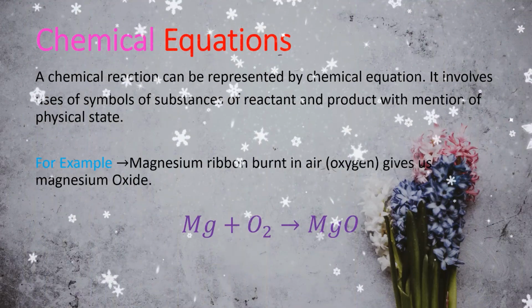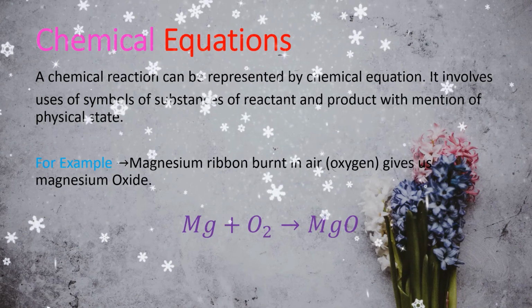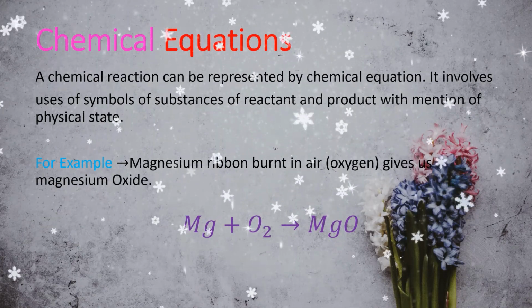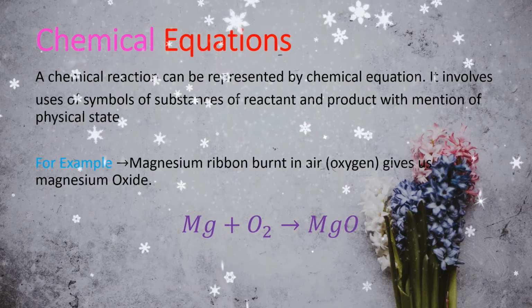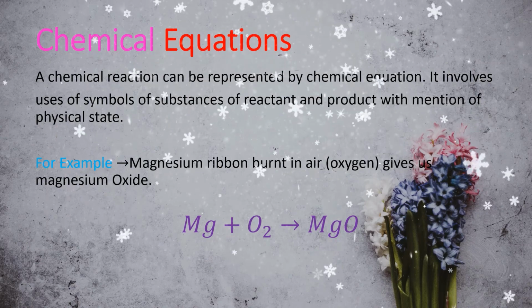Chemical equations. A chemical reaction can be represented by a chemical equation. It involves the use of symbols of substances of reactants and products with mention of physical state. For example, magnesium ribbon burnt in air gives us magnesium oxide.